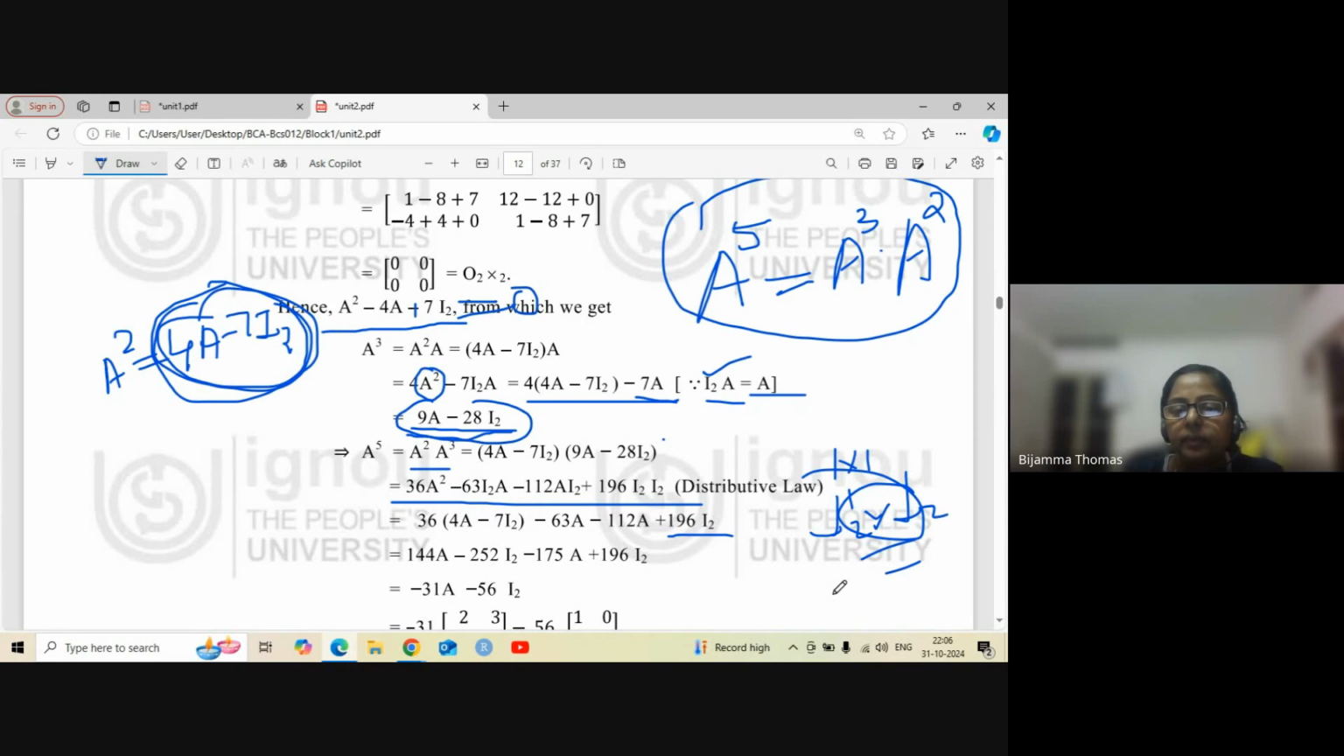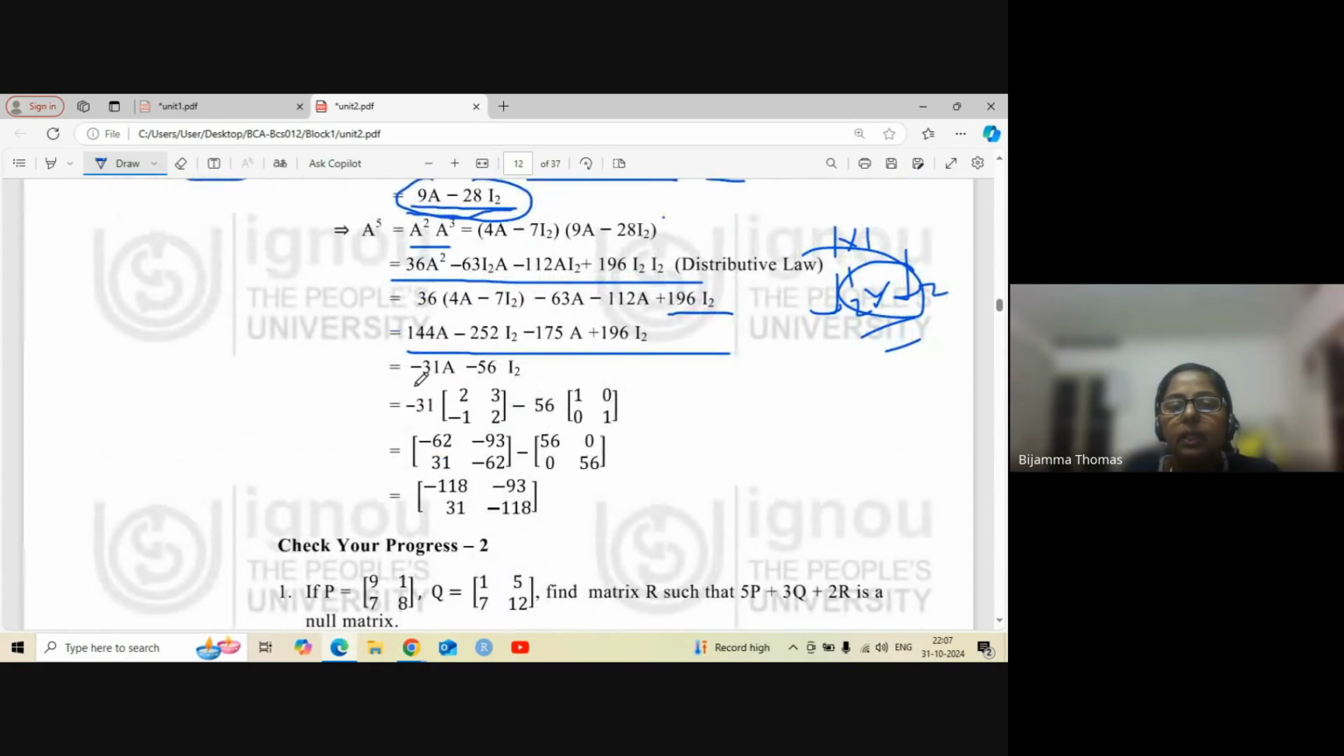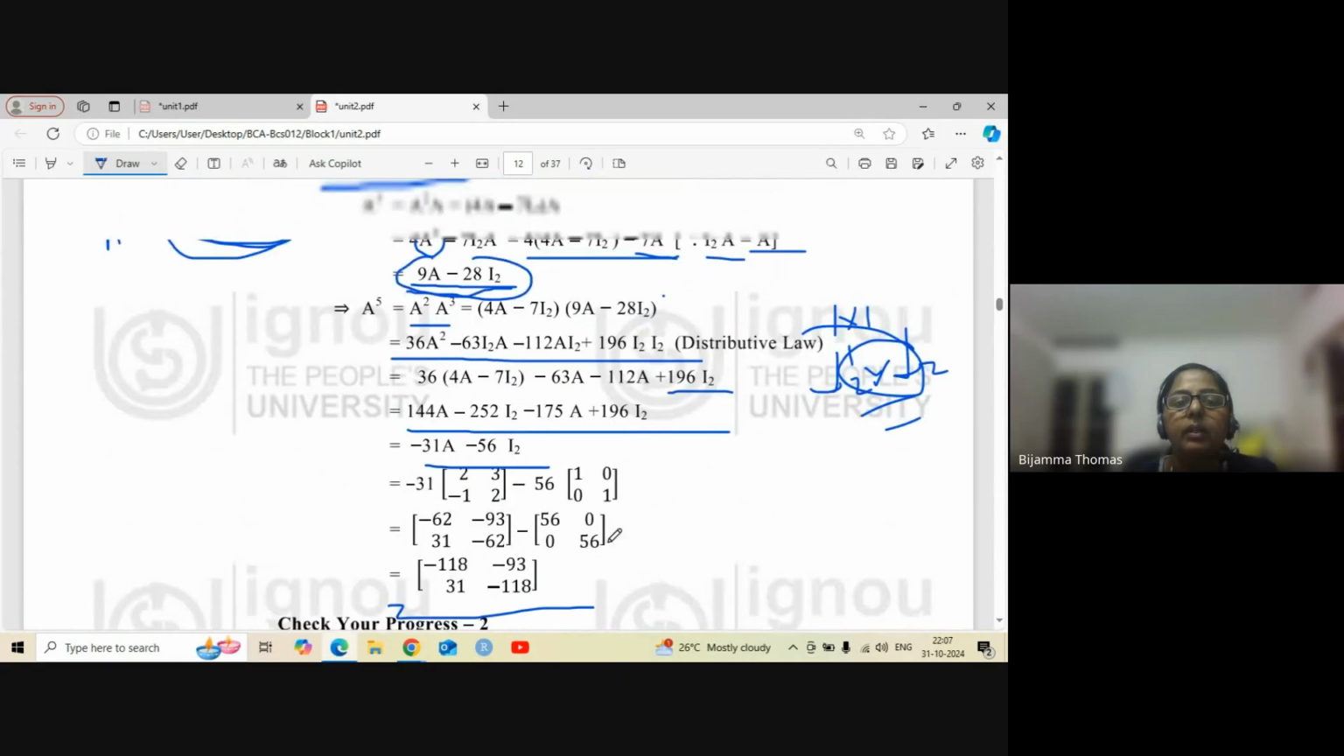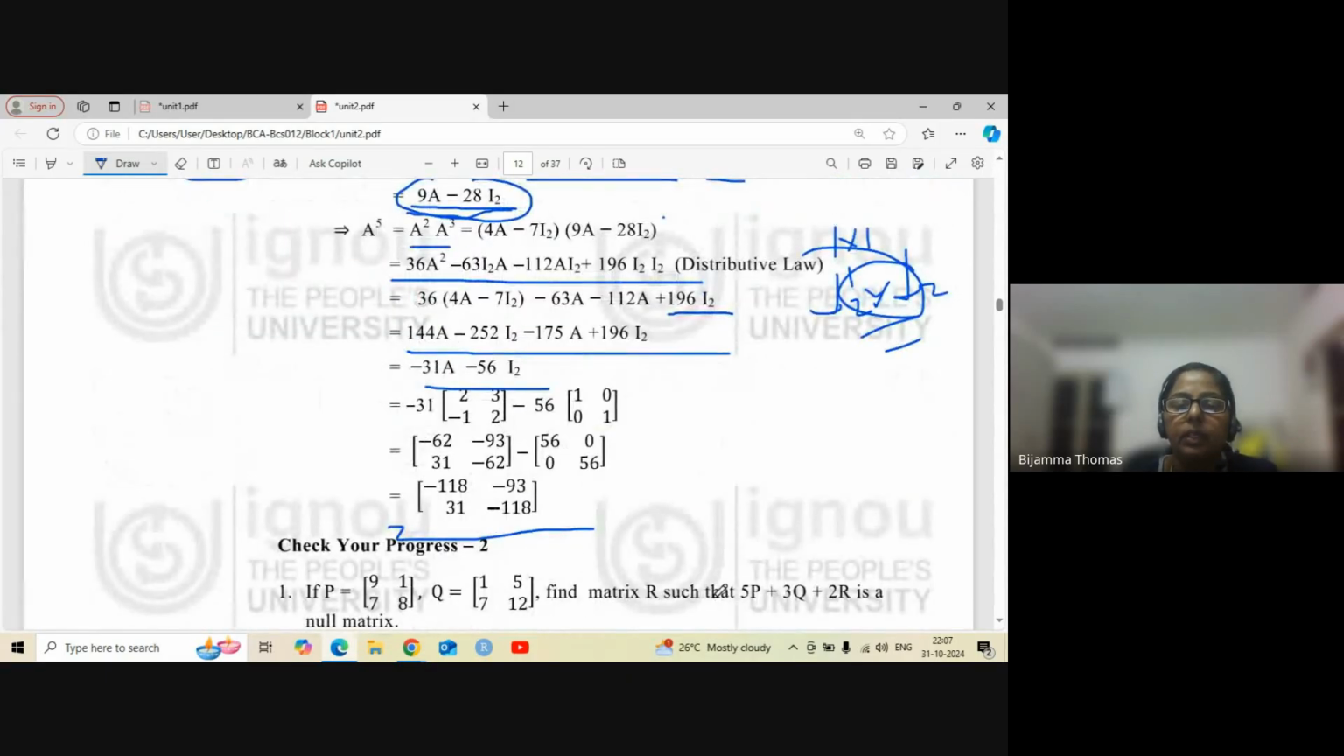ഓക്കെ. സോ വിച്ച് വിൽ ബി സിംപ്ലിഫൈ ഇറ്റ്. We get this one. So it will be a linear equation. You put the value of A here and simplify it. We get the value of A5. Okay, is it clear?